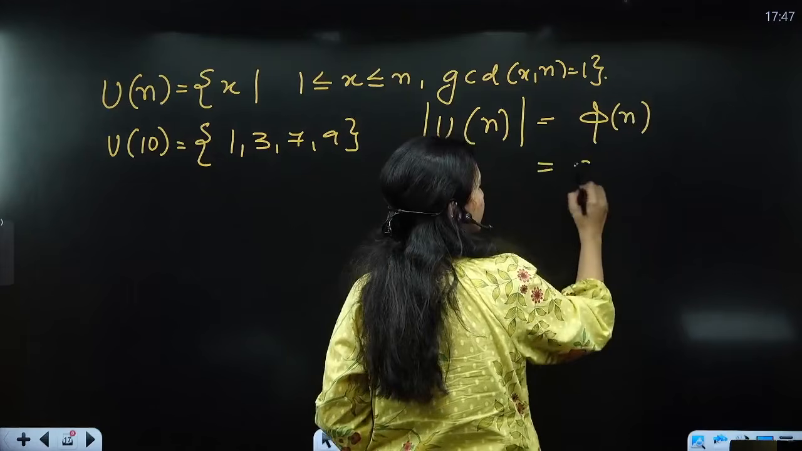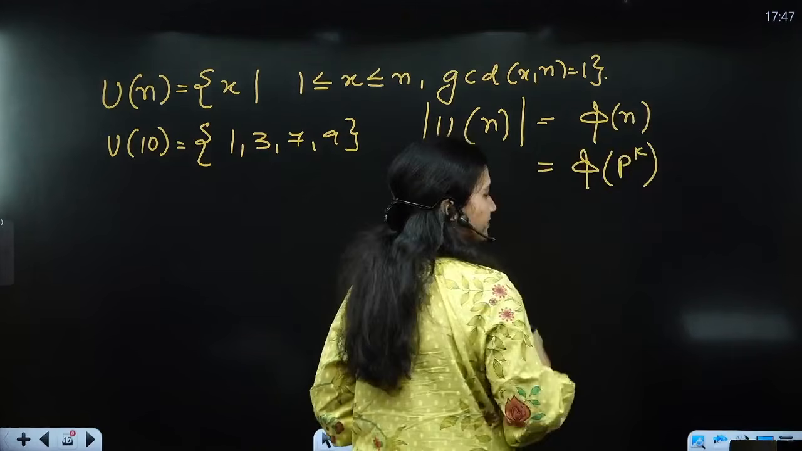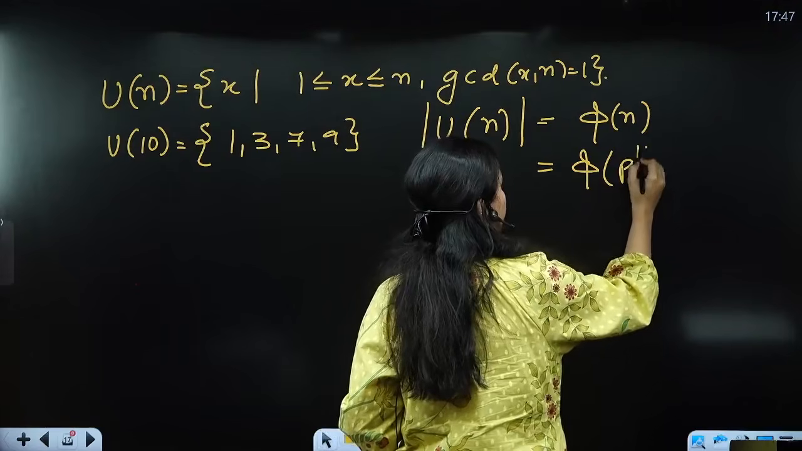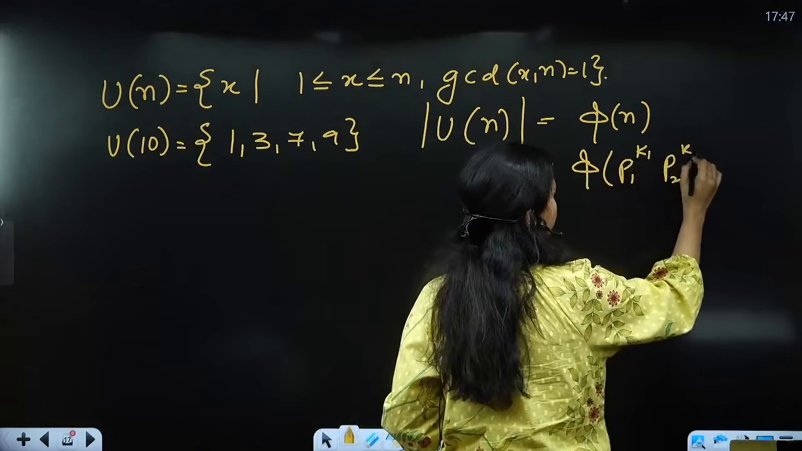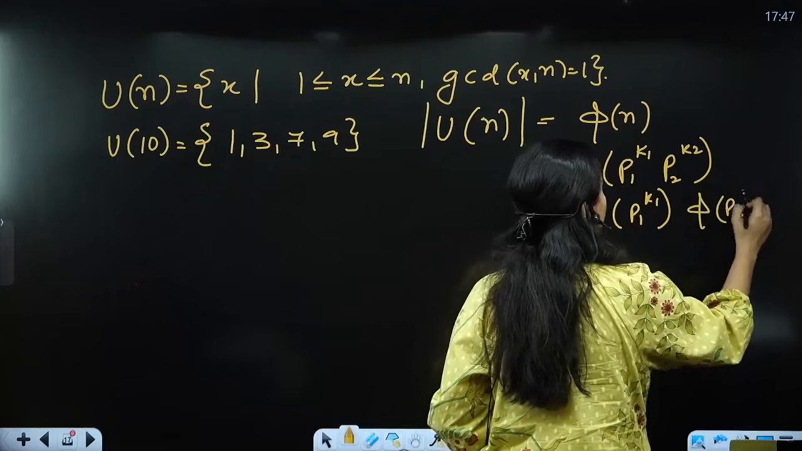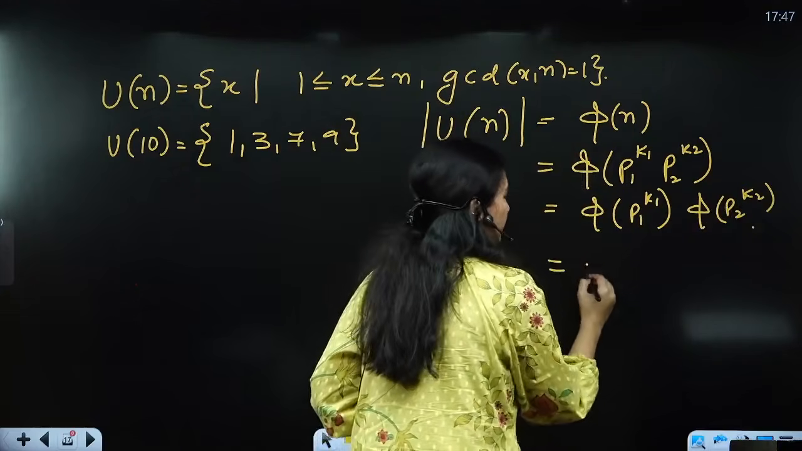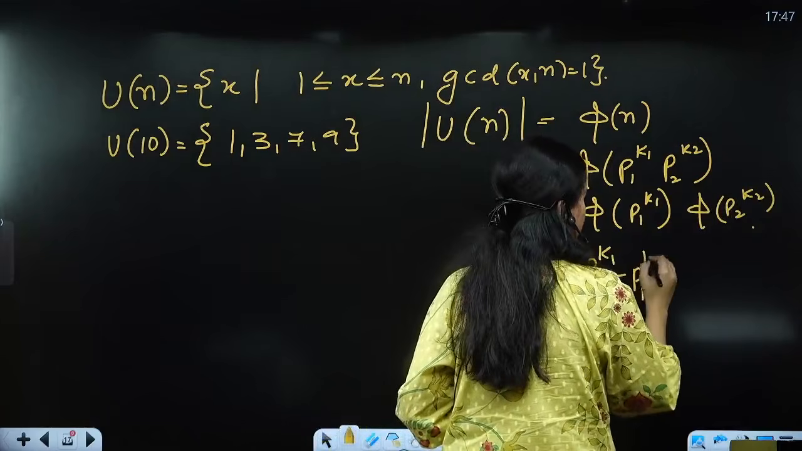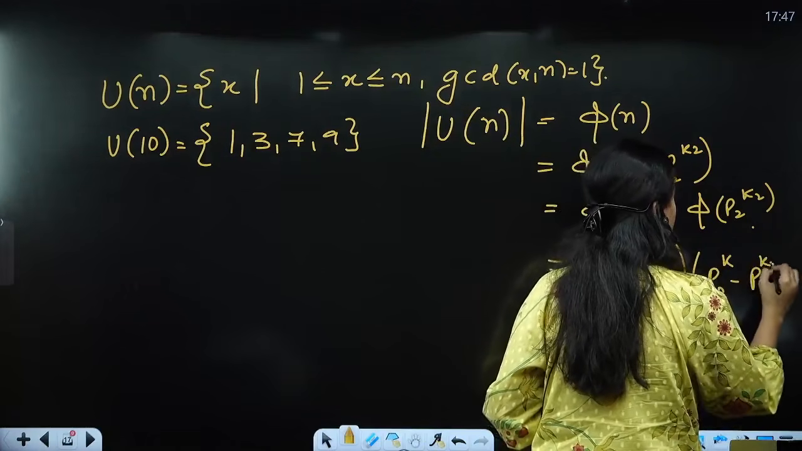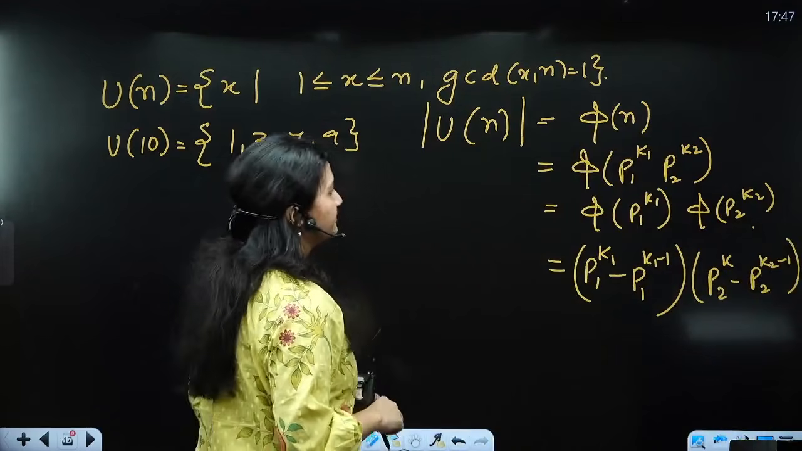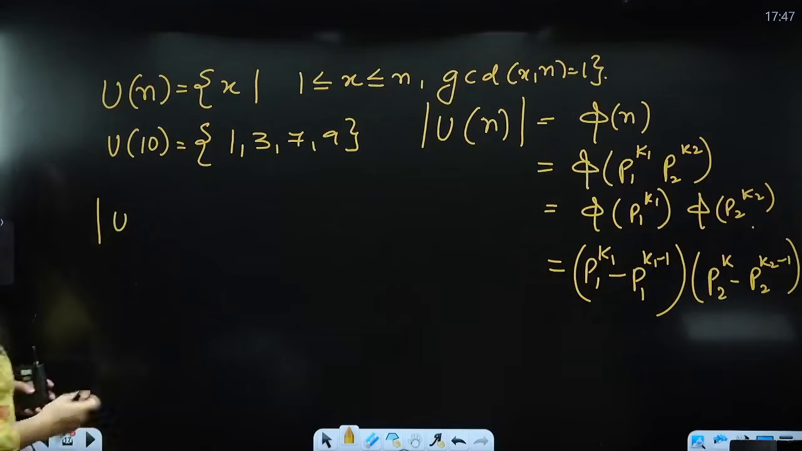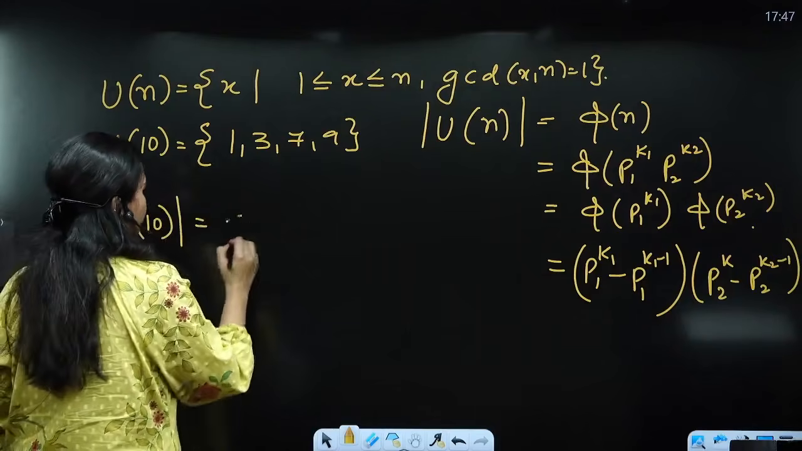Okay, how do we compute phi n? Phi is, if n is p1 raised to the power k1 times p2 raised to the power k2, then simply you split it into p1 to the power k1 and p2 to the power k2 and apply the formula, which is nothing but p1^k1 minus p1^(k1 minus 1) multiplied by p2^k2 minus p2^(k2 minus 1). Now if I tell you to apply it in U10, what is the cardinality of U10? Here we are able to see that it is 4. So the cardinality of U10 is going to be phi of 10.